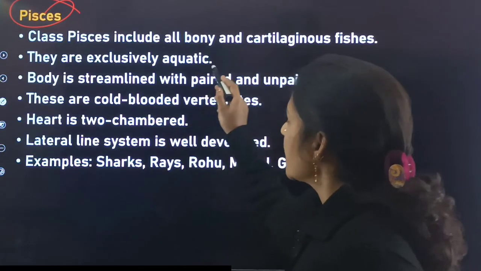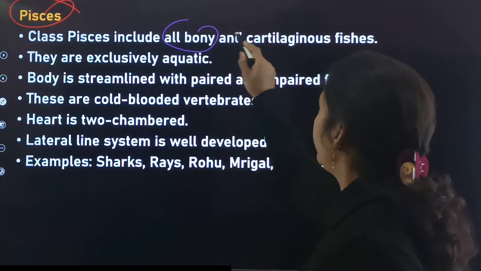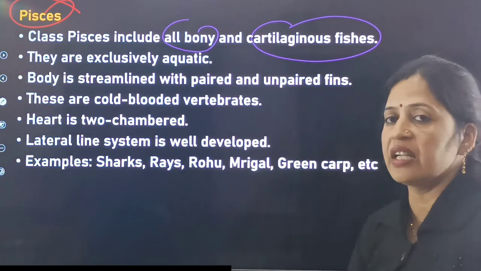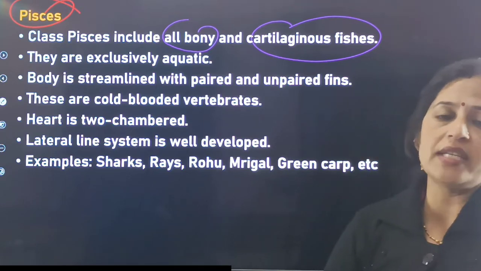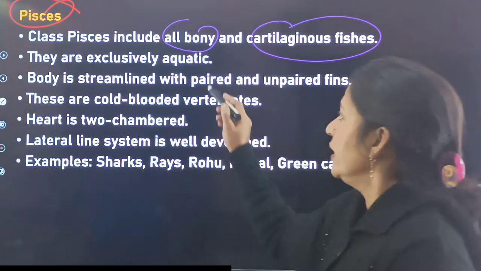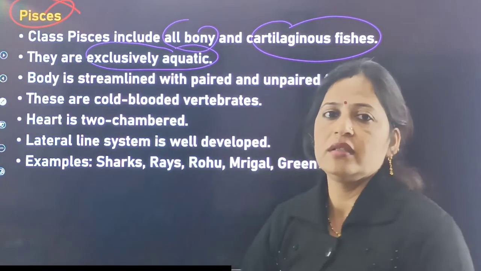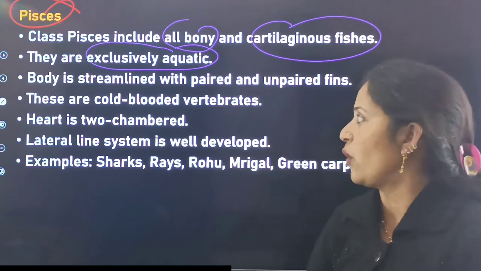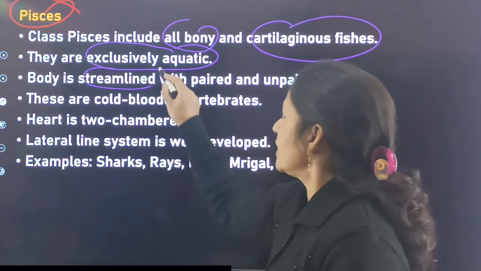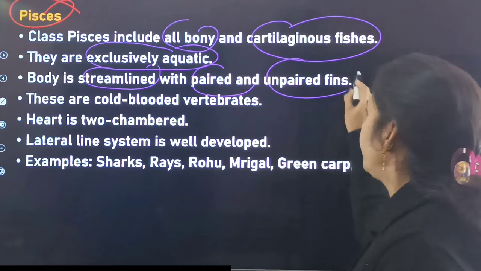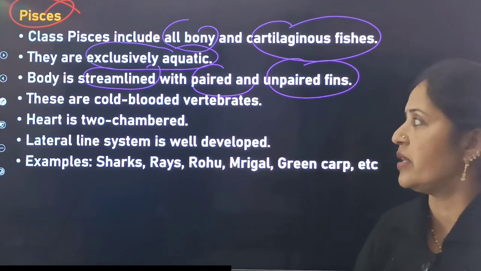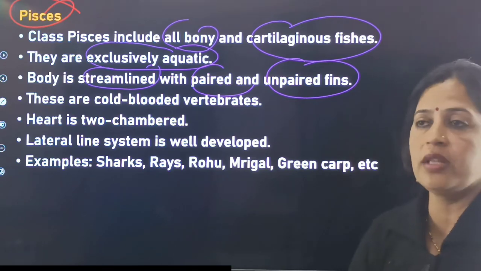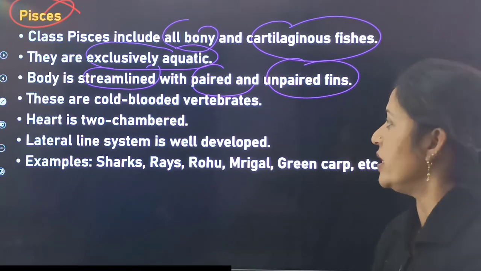Next is Pisces. Class Pisces includes all the bony and cartilaginous fishes. They are exclusively aquatic, mostly aquatic, not terrestrial. Body is streamlined with paired and unpaired fins. Both the paired as well as unpaired fins are present in case of the Pisces.